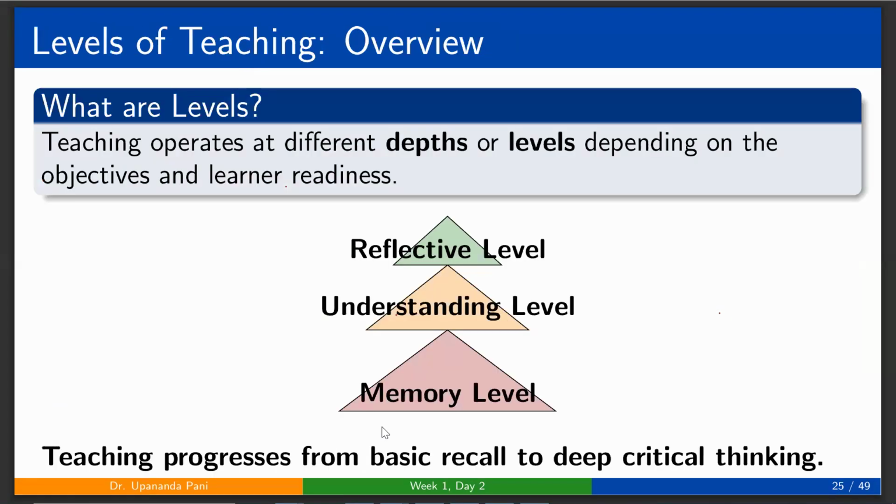Now, what are the different levels of teaching? Okay, that is learning we have already discussed. So now what are the levels? Teaching operates at different depths or levels depending on the objective and learner readiness. So reflective level, understand level, memory level. So these are the three important levels, that is, teaching basically progresses from basic recall to deep critical thinking.